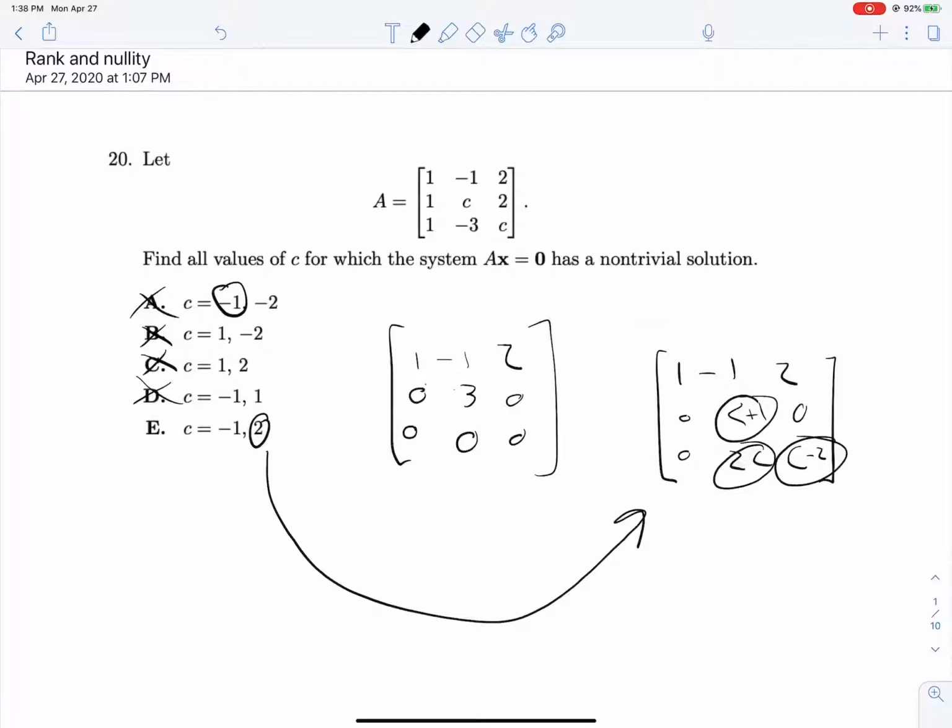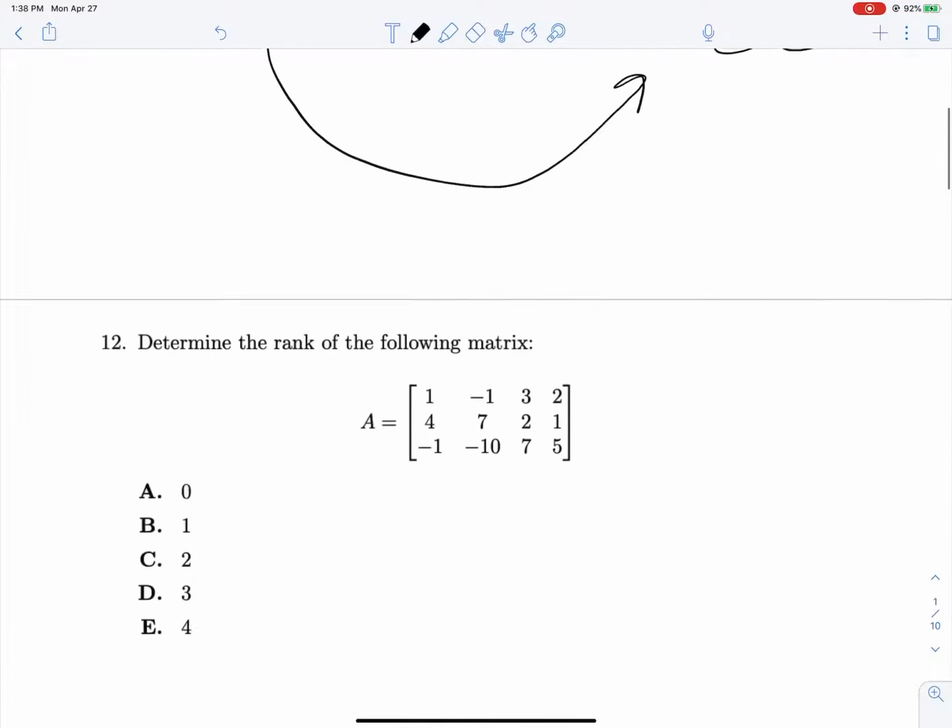Just a little annoying. I probably could have made this easier for myself in some way, but worst comes to worst, with these problems, always plug in your answer choices. So E is our correct answer.